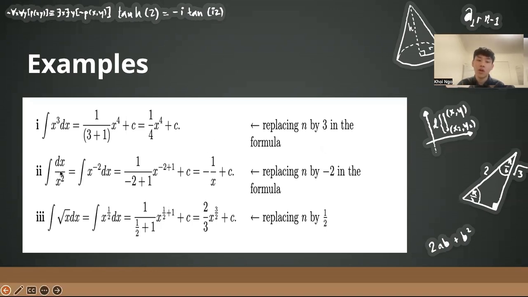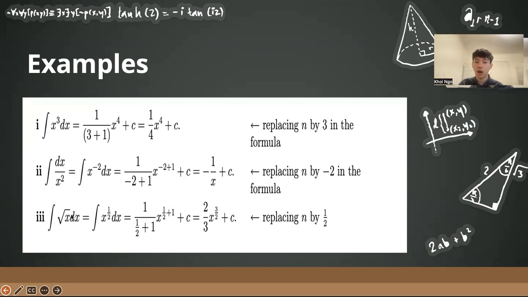So that's why we rewrite 1 on x squared as x to the power of -2 dx. In this case, n equals -2. So we just apply the formula: 1 over n plus 1, which is -2 plus 1, times x to the power of -2 plus 1. Then don't forget to add C at the end. Simplify the expression: -1 on x plus C. That should be the final answer, right?